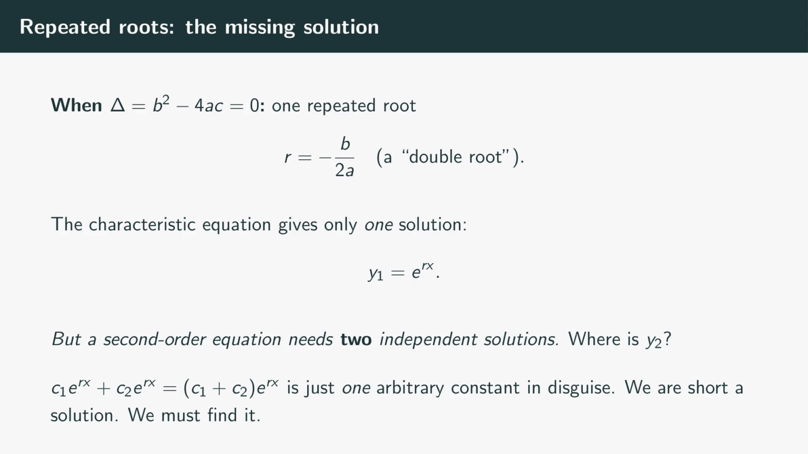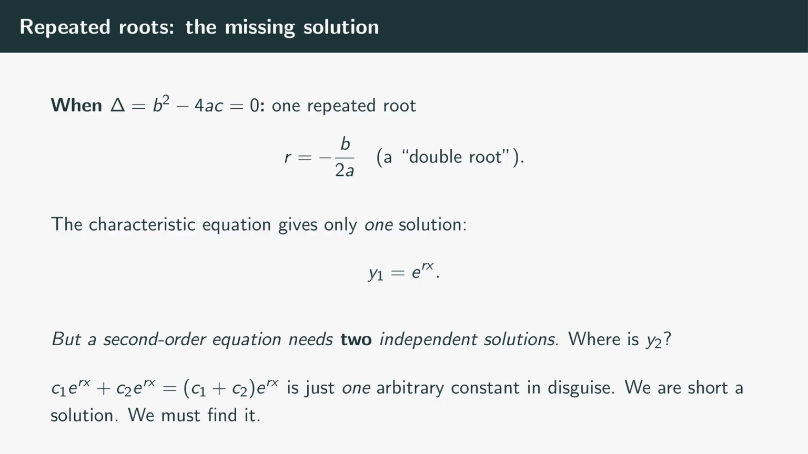Now the other leftover case, the discriminant is exactly 0. Then the square root vanishes, and the quadratic formula gives a single number, r equals minus b over 2a. The two roots have collided into one repeated root, sometimes called a double root. This causes a real problem.